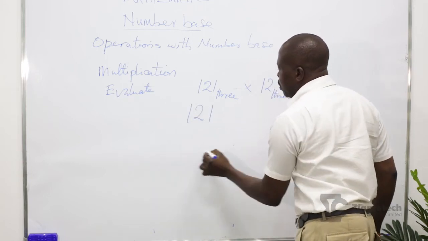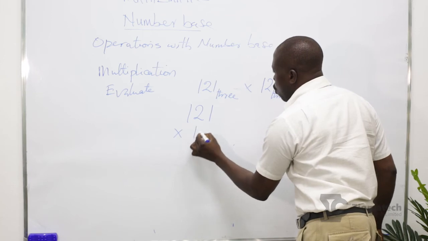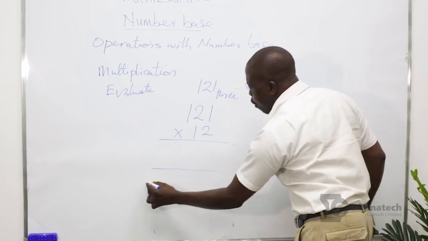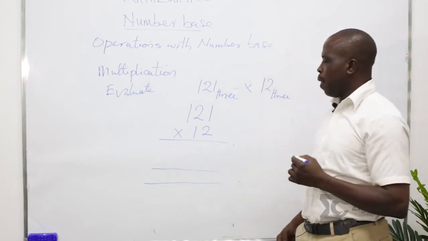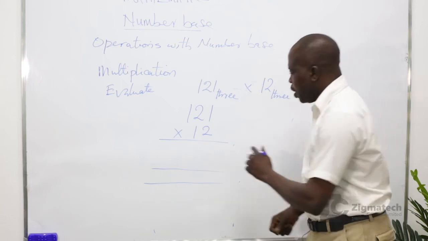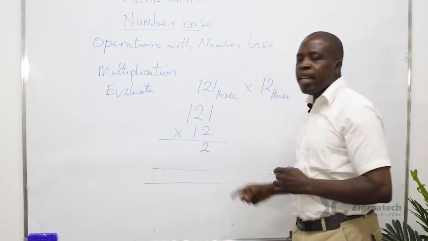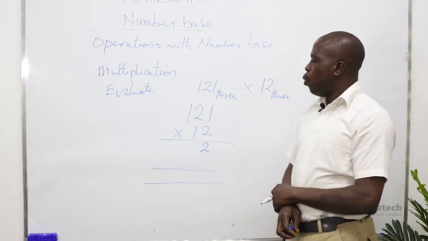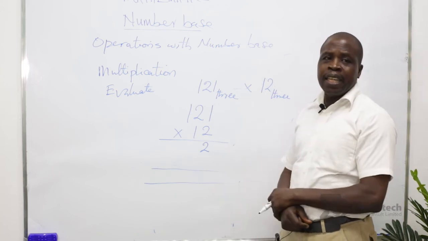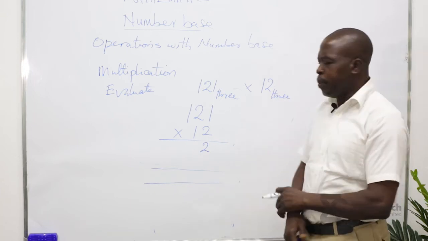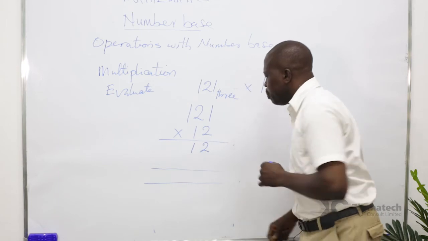121 times 12. Everyone knows the process of multiplication. You start with 2. 2 times 1 is 2. We write 2 down. It's not yet up to 3. 2 times 2 is 4. We do not write 4 because it's greater than 3. Now, how many times does 3 go into 4? It goes once. It remains 1. We write that 1 down.